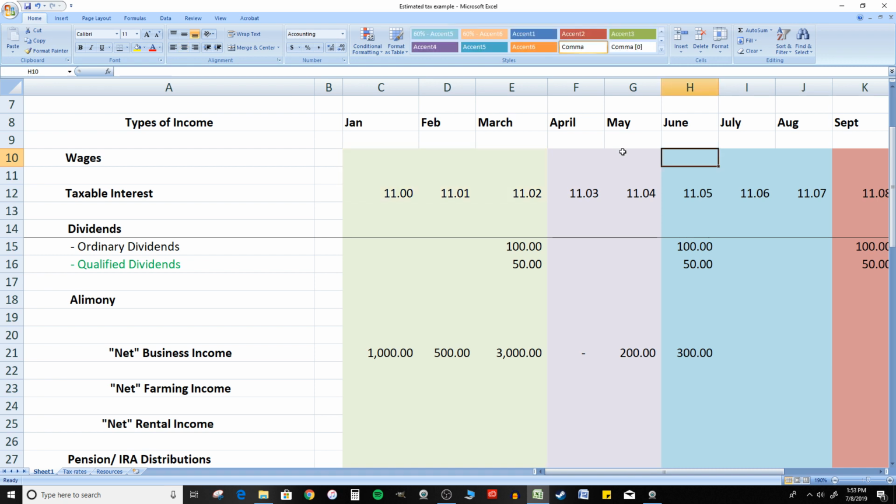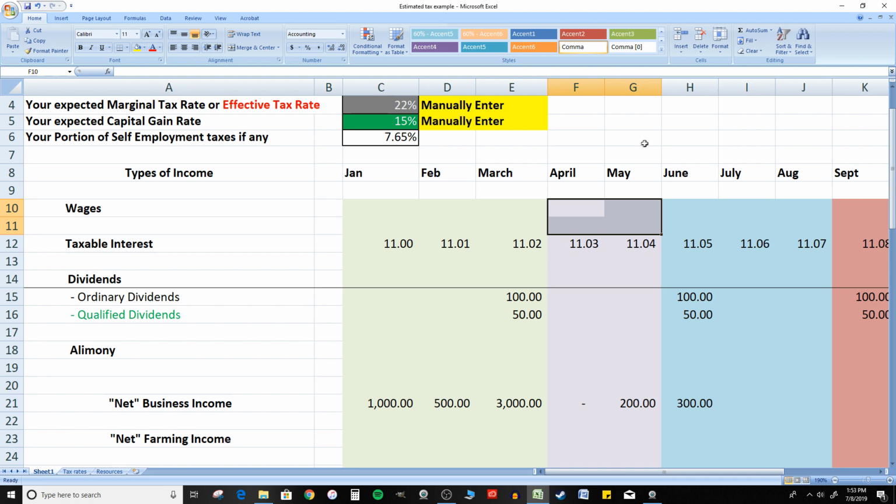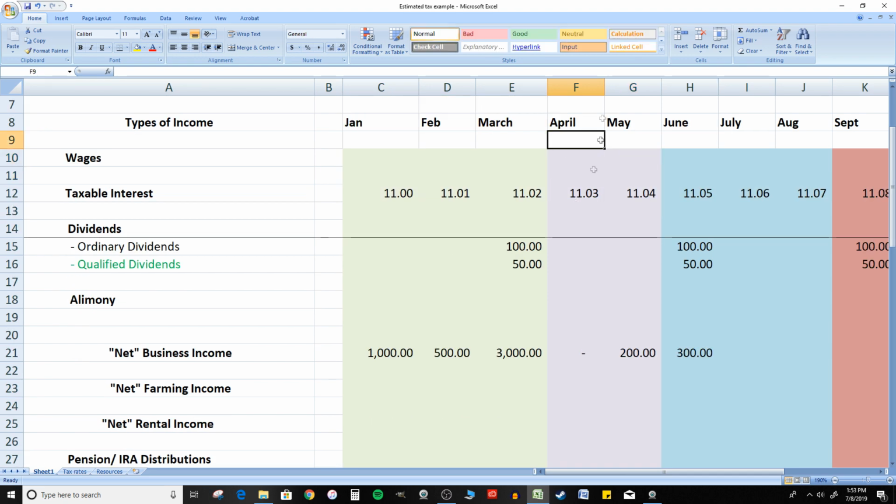If you remember from one of my previous videos, there are 4 different estimated tax payment due dates. The first estimated tax payment due date covers the income you receive from January through March. The second estimated tax payment due date is not a full quarter. It only covers the months of April and May, which is why I've highlighted this in purple to distinguish that for you. So really your second quarter estimate is based on this income right here, just from April and May.